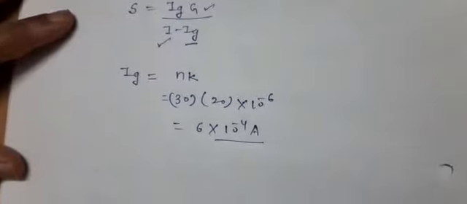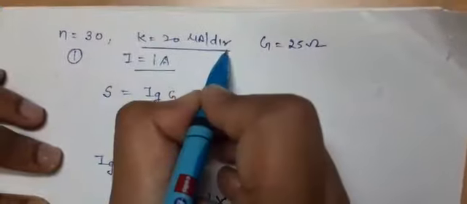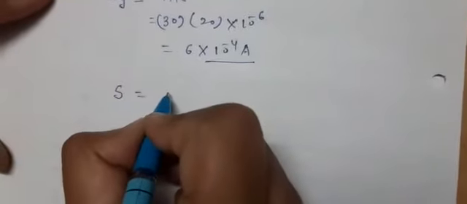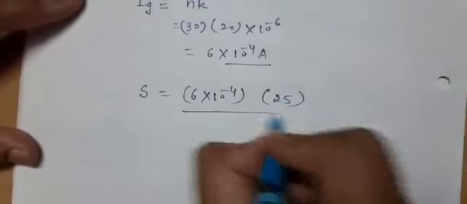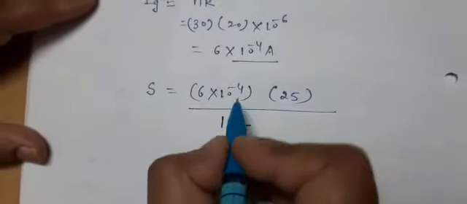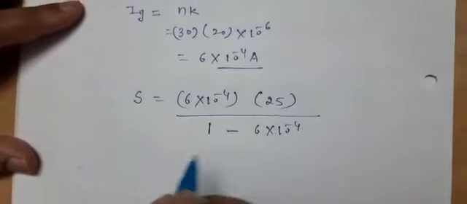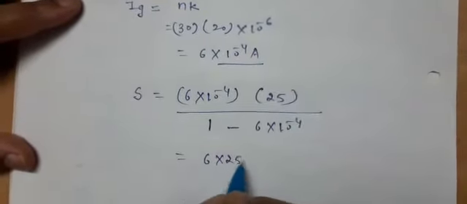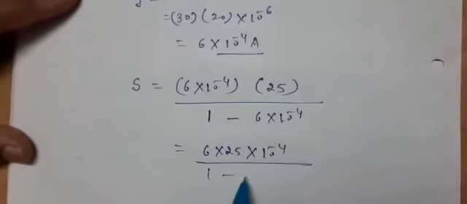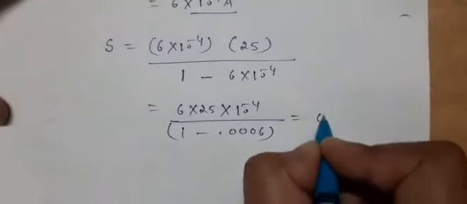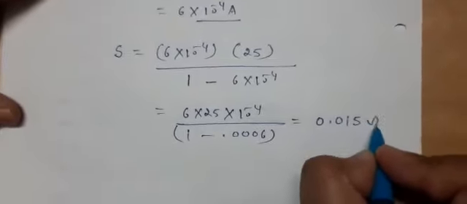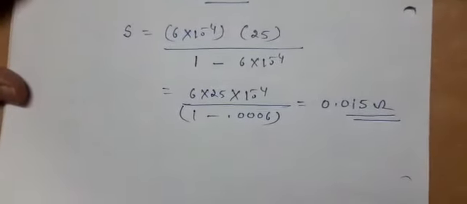Now half the work is done in this numerical, right? Another important point which you have to focus on, because here this is one scale deflection. So now substitute the values in the formula. This is 6 into 10 raised to the power minus 4 into 25 divided by current 1 minus 6 into 10 raised to the power minus 4. So here 6 into 25 into 10 raised to the power minus 4, over 1 minus 0.0006. When I solve it, it will come out to be 0.015 ohm. You can check the calculation, right?